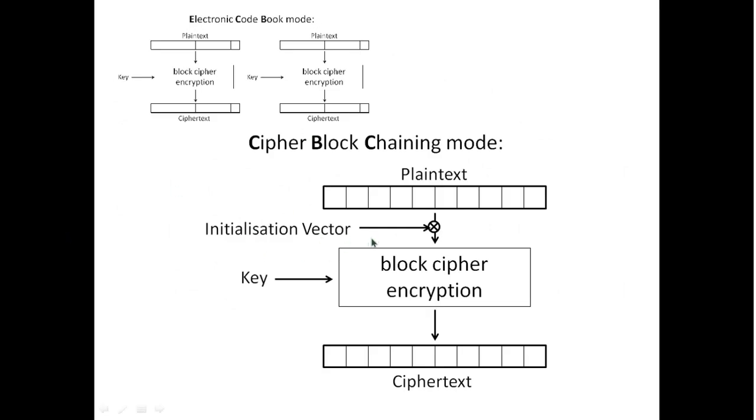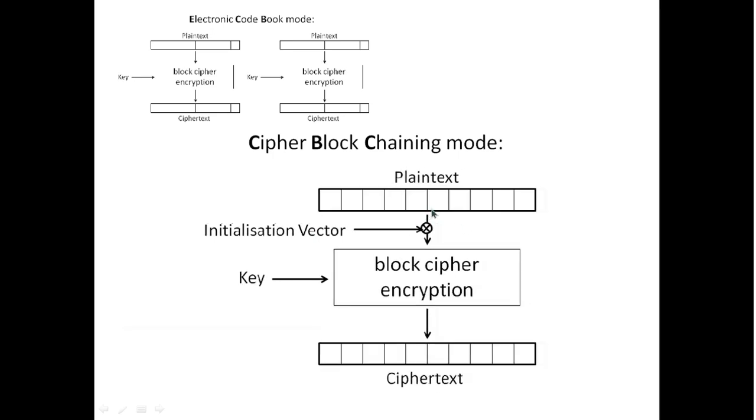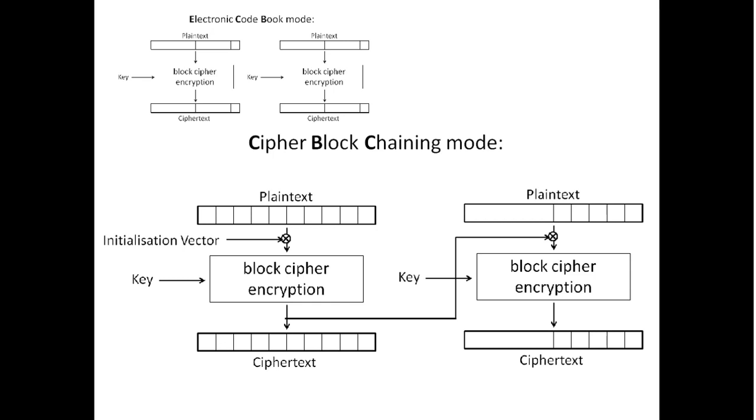The CBC mode introduces randomization by applying an initialization vector. The vector is XORed with the plaintext before applying the encryption algorithm. For every subsequent block, the previous ciphertext is used to diffuse the plaintext before applying the encryption. Therefore, every block of ciphertext depends on the previous block and the initialization vector. Unfortunately, this encryption cannot be done in parallel.